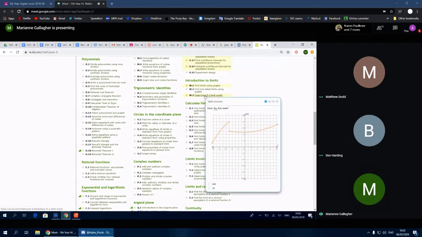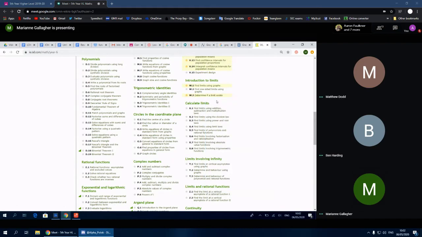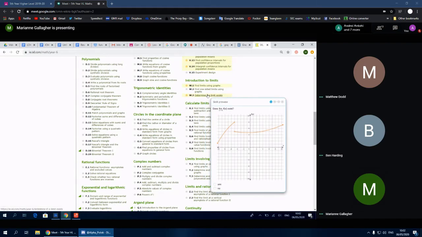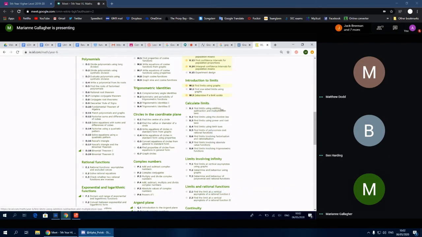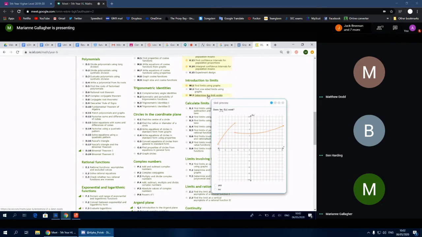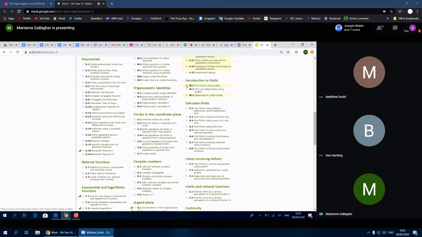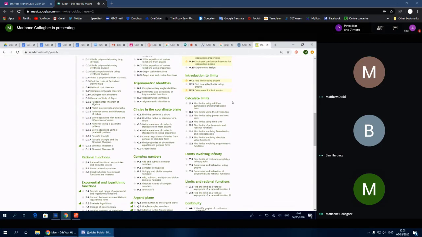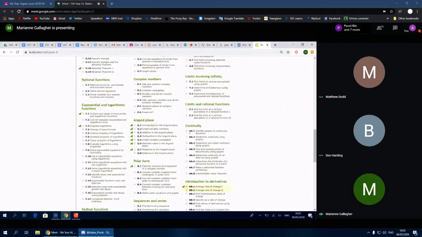To determine if a limit exists, basically you're just looking: is there a gap? Now, it depends on the value. So see this one here: does the limit as x tends to minus 9 exist? You basically look at the value for x and see, is there a jump at that value? So that's all we're doing. We're just going to be looking at graphs and seeing, are there limits?